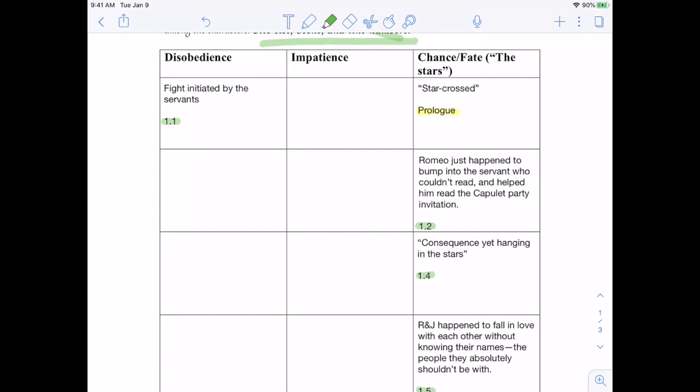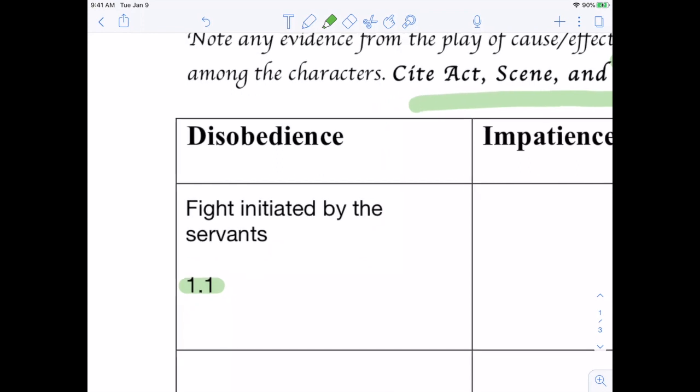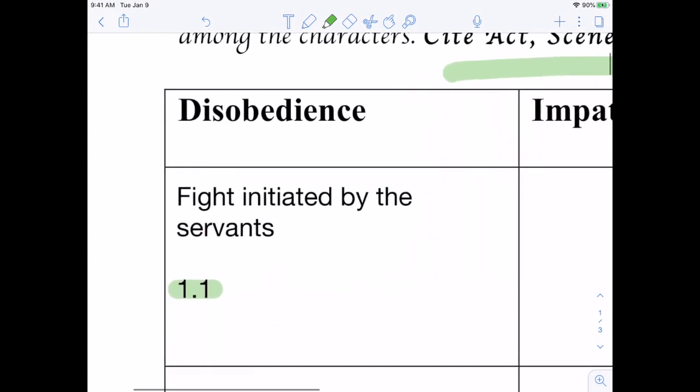Okay, so let's start with disobedience. This is a flaw that leads to the downfall. So it's essentially a hamartia. Okay. So first, the initial point of disobedience is that the servants initiate a fight in the streets of Verona. That was Act 1, Scene 1. And so, granted, the prince hadn't made his decree yet that they can't, but come on, you're not supposed to start a fight in the middle of the street. So let's just go with that, okay?